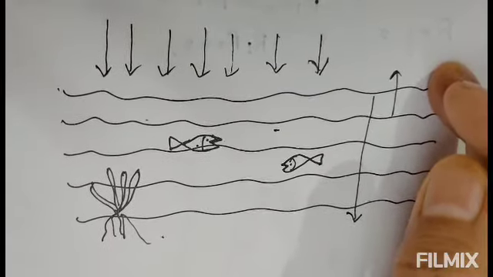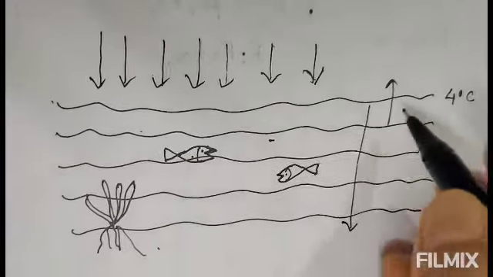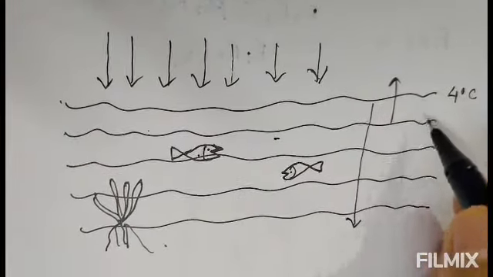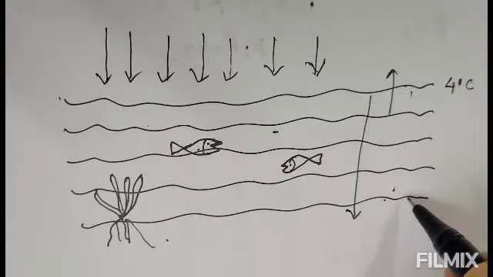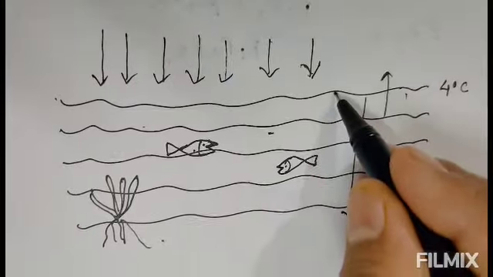This process is continuously going on, so the water which reaches 4 degrees Celsius at the top will continuously come down, and the lower layer of water which is at higher temperature will take the place of that top layer.